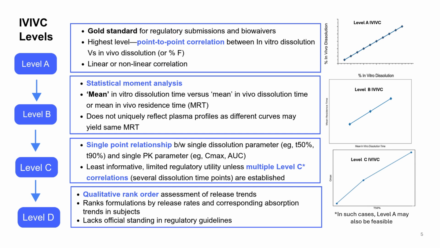Let's explore how different levels of IVIVC vary in complexity and application. Level A IVIVC is the gold standard for regulatory submissions and bio-waivers. It is the highest level, point-to-point correlation between in vitro dissolution and in vivo dissolution, or percent bioavailability, across the entire time course. It could be a linear or nonlinear correlation.